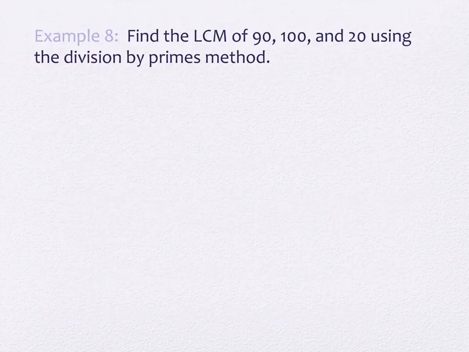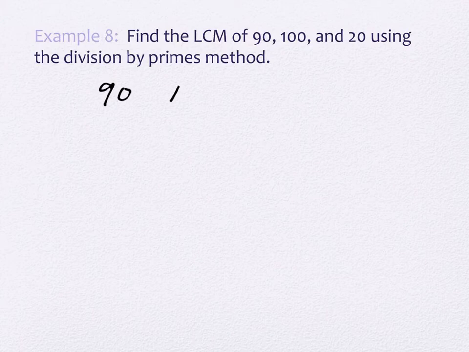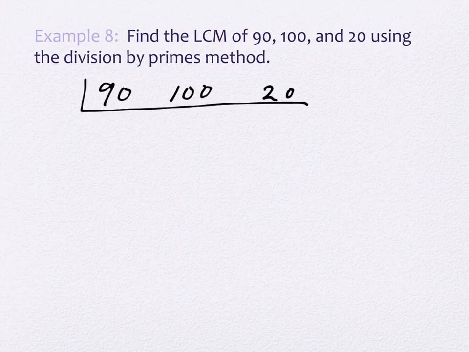Okay, let's do an example. Told you I had one with 3 numbers. So you're going to write these guys sort of side by side. 90, 100, 20. And you divide them by primes that they have in common. So what is the smallest prime that's common to these numbers? 2. So I have 90 divided by 2, so I get 45. 100 divided by 2 is 50. 20 divided by 2 is 10.